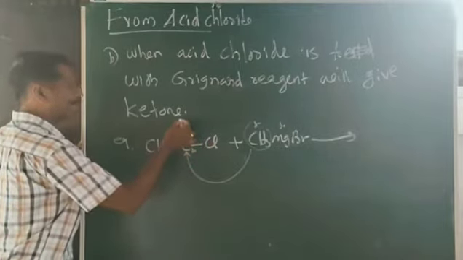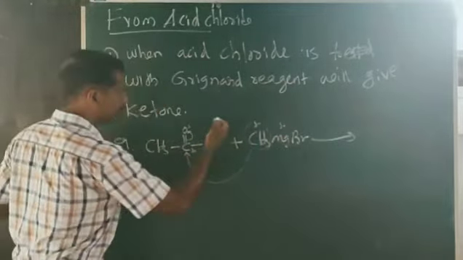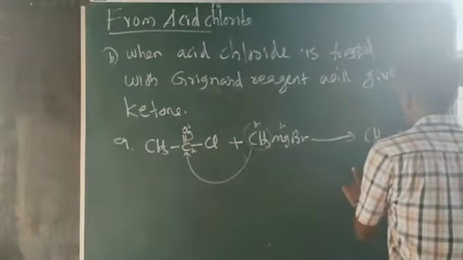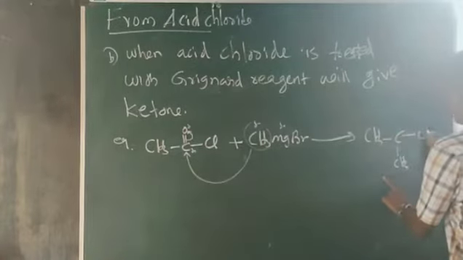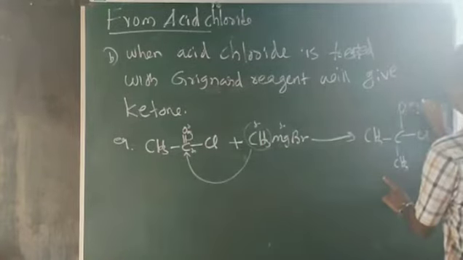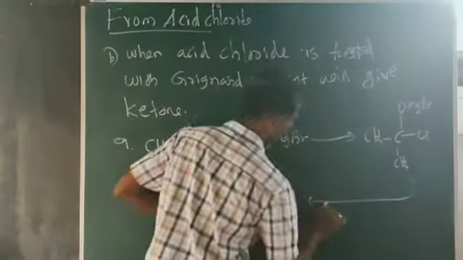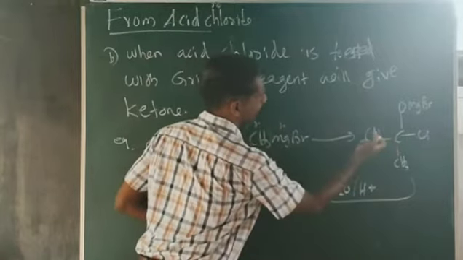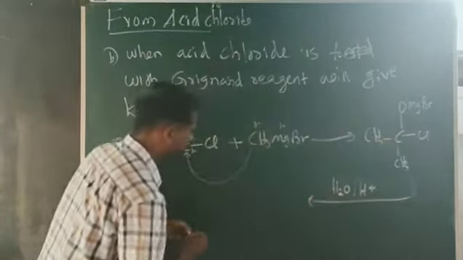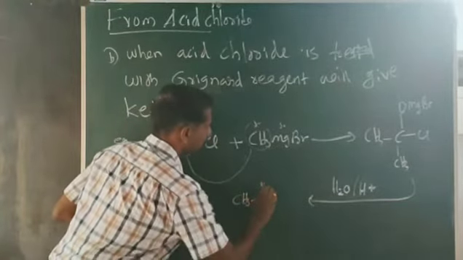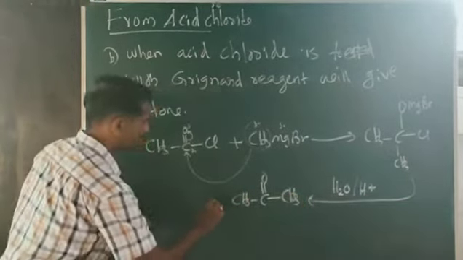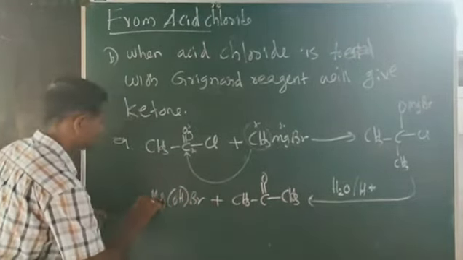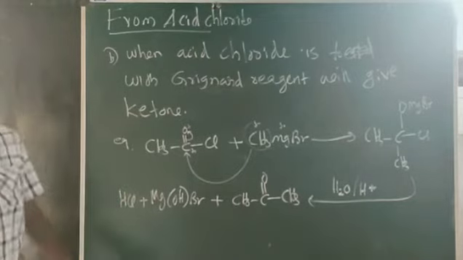Oxygen is getting full negative charge. At that time the positive part, that means MgBr, is attaching to oxygen. And what we get, look at here, CH3, C, here it will become CH3, here it is Cl, and here it will become OMgBr. On hydrolysis, with H2O, H plus, we will get CH3COCH3, acetone, plus Mg(OH)Br plus HCl.